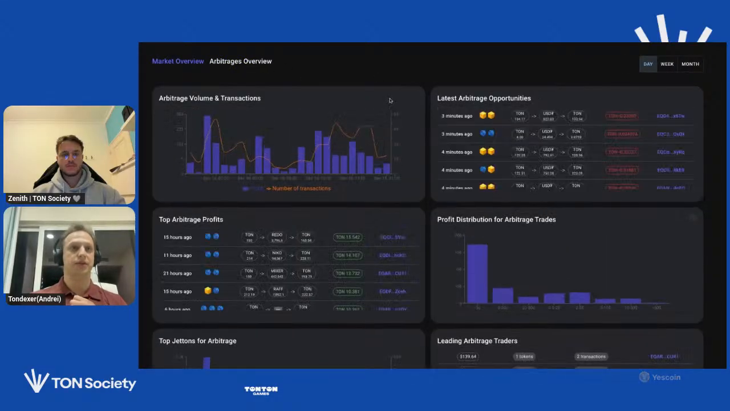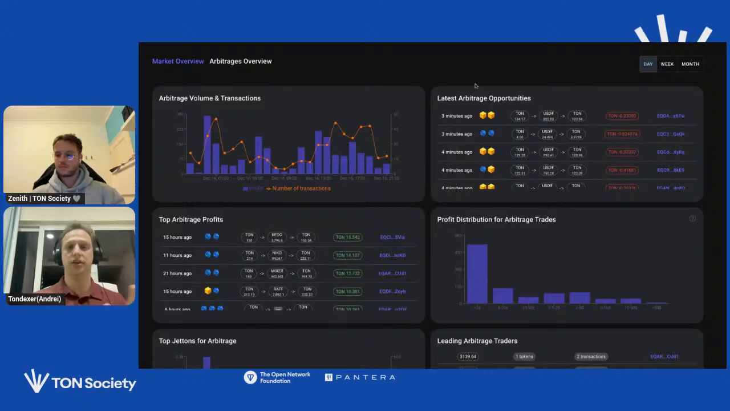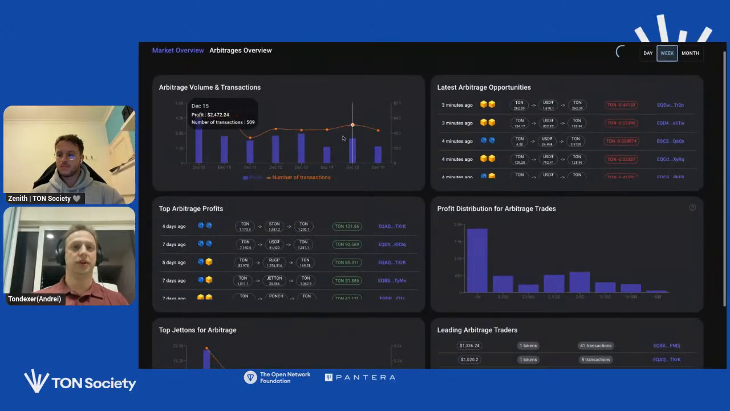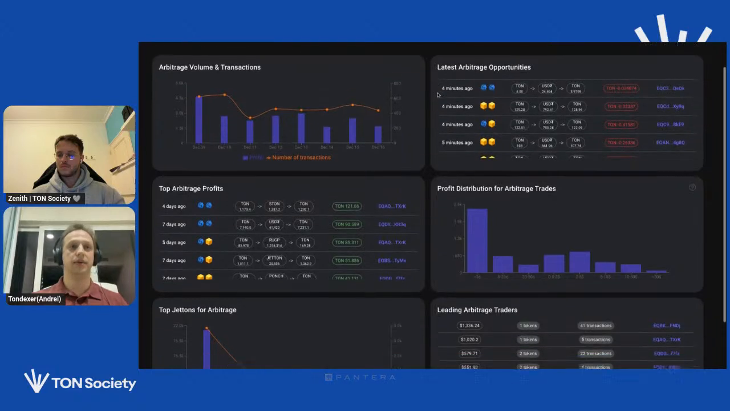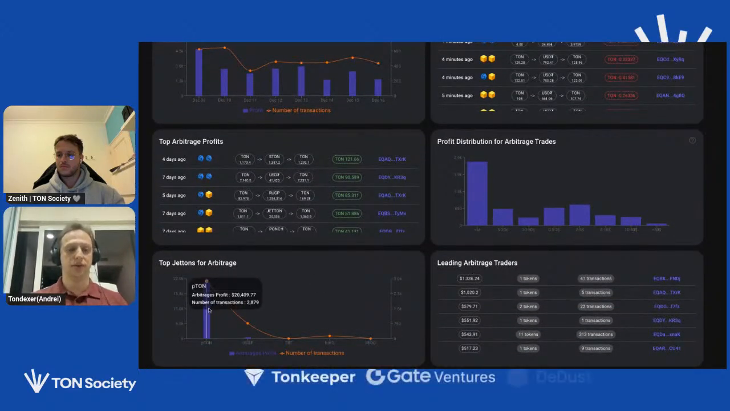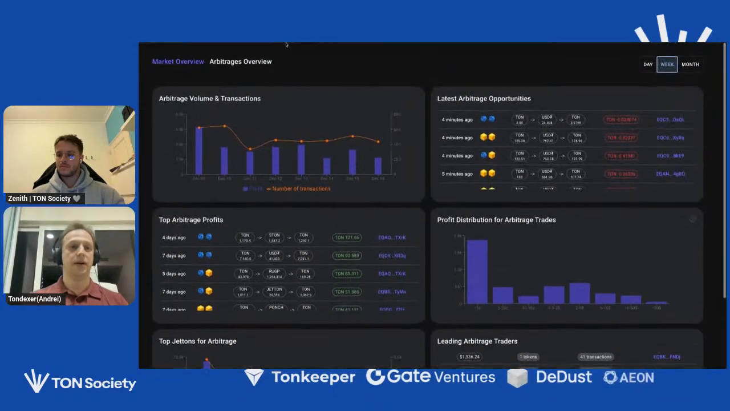The second section of our platform, I can confidently say, is quite unique for the Ton ecosystem at the moment. It focuses on arbitrage, part of what is known on other blockchains as MEV, maximal extractable value. Here also in real time, for a custom period of time, you can see historical trends of arbitrage activity, recent successful transactions, best transactions, best users, and tokens generating the highest profits.